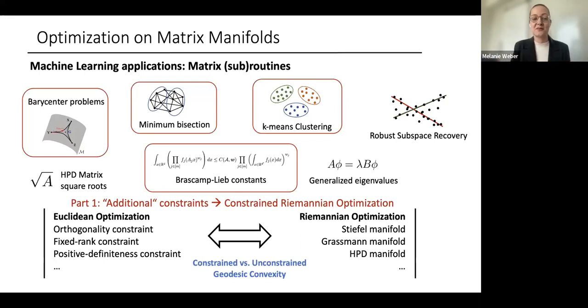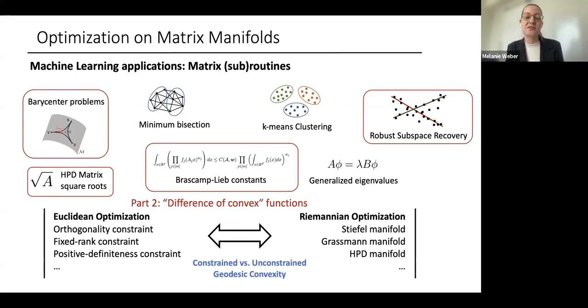Now you might ask, we've done this reformulation to get rid of the constraints. That's true. But in these constrained Riemannian optimization methods, as we will see, we can still exploit these better convexity properties, geodesic convexity, which in some of the examples that you see here on the slide is the case, and we will see that also in numerical examples.